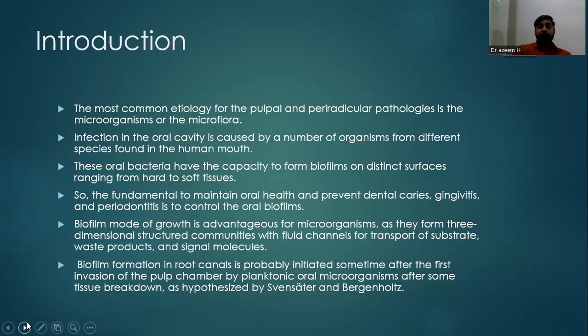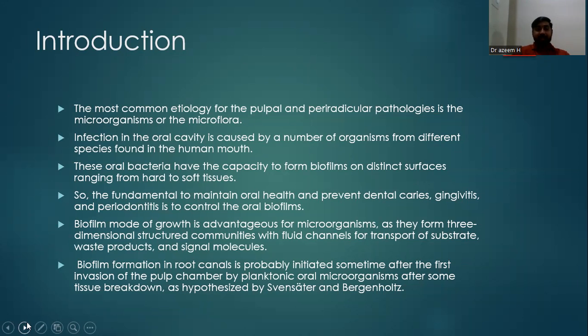The most common etiology for the pulpal and periradicular pathologies is the microorganisms or the microflora. Infections in the oral cavity are caused by a number of organisms from different species found in the human mouth. These oral bacteria have the capacity to form biofilms on distinct surfaces ranging from hard to soft tissues. So biofilm means a group of microorganisms, a group of bacteria. So the key to maintaining oral health and preventing dental caries, gingivitis, and periodontitis is to control the oral biofilms.